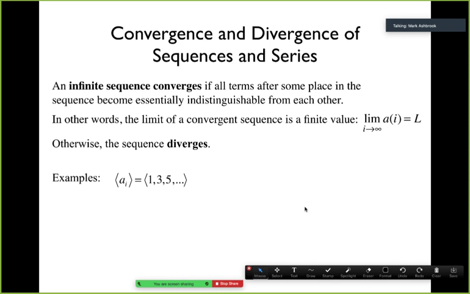Here's an example. The very first one we did, 1, 3, 5, 7, the odd numbers. This is 2i minus 1. Does this converge or diverge? Diverges. It's just going to keep going up and up and up. There's no limit to how big the numbers get, and that does not fit the bill of honing in on a particular value.